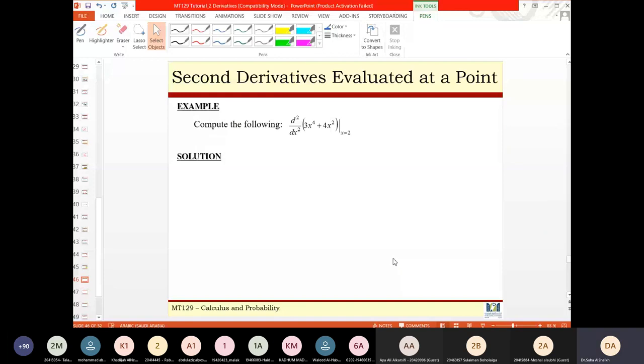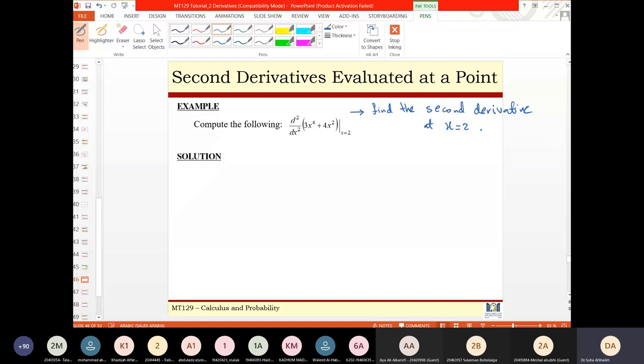One more example. This is what I was telling you. We must have the ability to read the samples. You must be able to read the samples. What do they want here? Translate it for me into English. What does it mean? d square by dx square of the function at x equal to 2. If I want to say it, it means find the second derivative at x equal to 2.